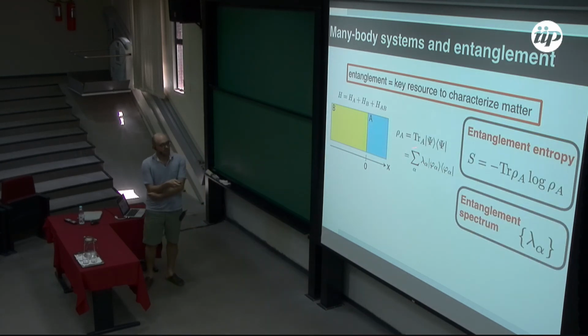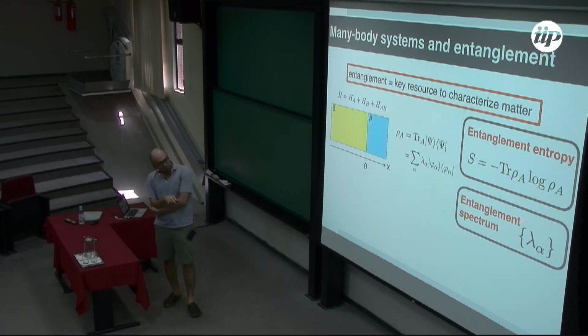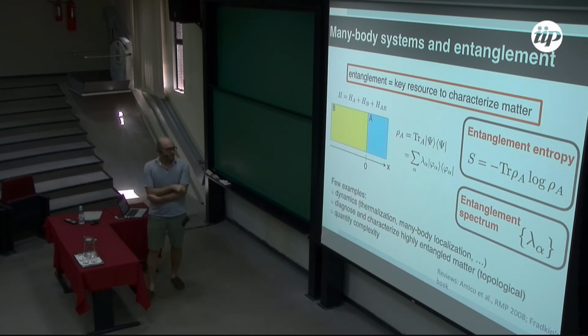You can easily obtain the entanglement entropy, which is the measure of entanglement for pure states. This is given by minus the trace of rho log rho. Sometimes you are interested in the entanglement spectrum, which immediately gives the entropy. Let me give you a few concrete examples of why this is interesting at the many-body level.